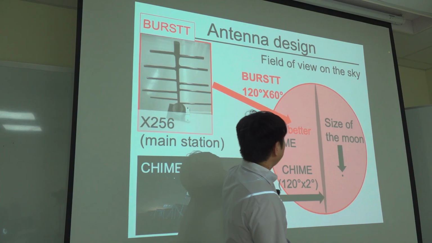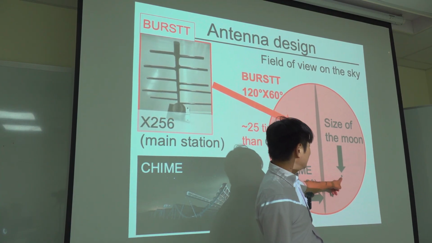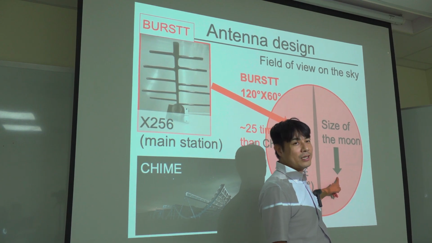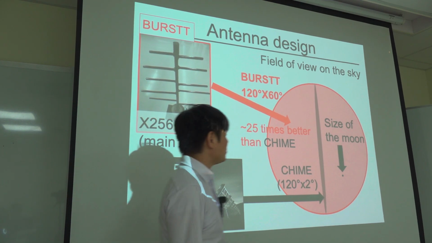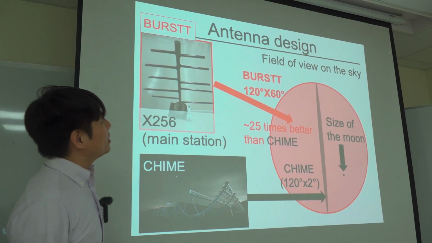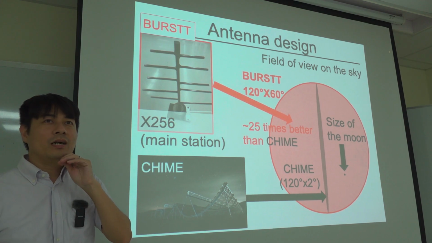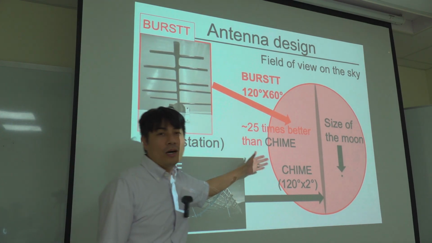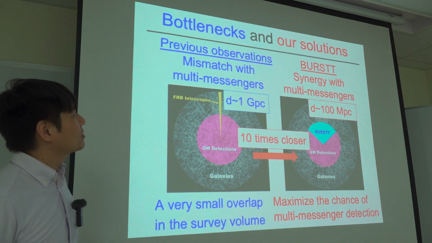But we have an even larger field of view. Say this is the size of the moon on sky, so our field of view is much, much larger than the size of the moon on sky. Anyway, by optimizing this design for FRBs, we can still overcome in terms of field of view. Okay, this is important.